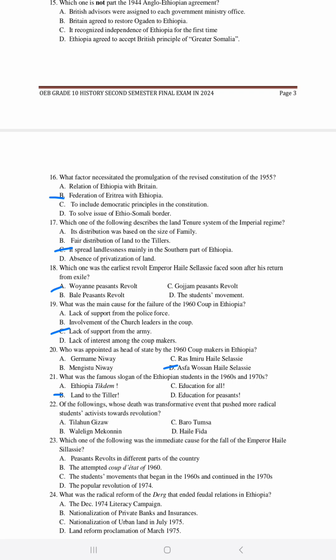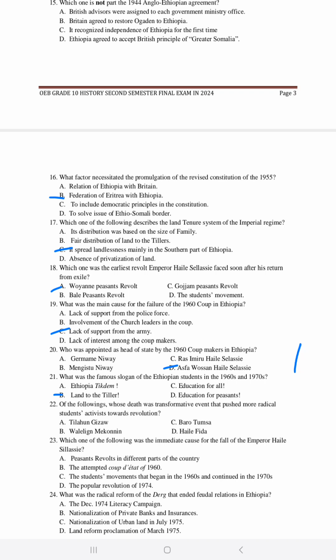C. Education for all. Education for all was especially during the federal government. D says education for peasants. C and D were especially supported during the Derg period. For example, the literacy campaign, education for all, especially in rural areas, by the Derg government. So the best slogan for students is B.